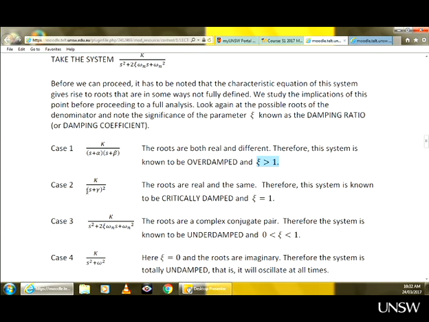Case 2, if our roots are still real but identical. That will happen if the damping ratio is exactly 1. So when damping ratio is 1, we get 2 real identical roots of the characteristic polynomial. This system is called critically damped.